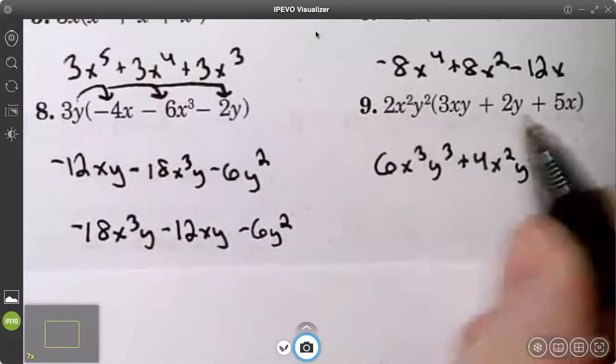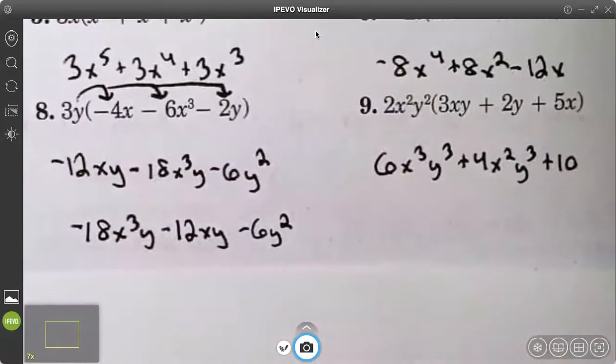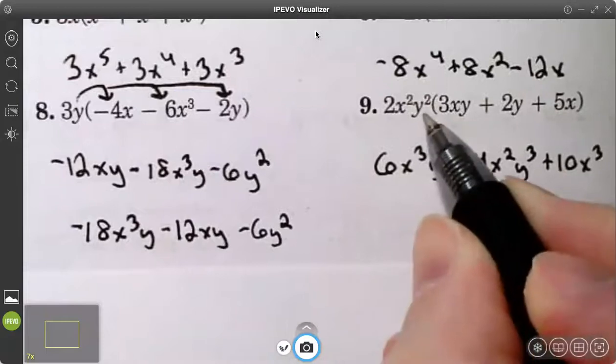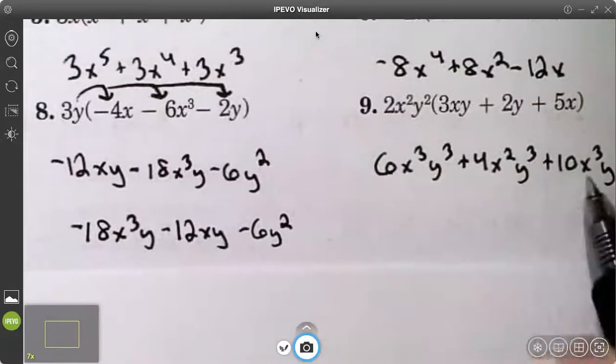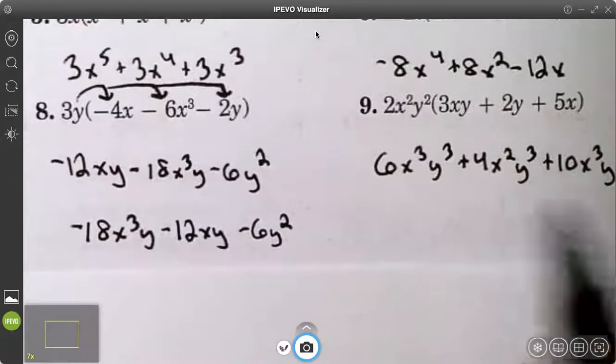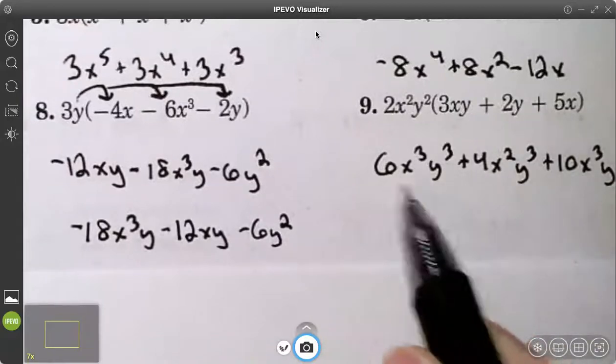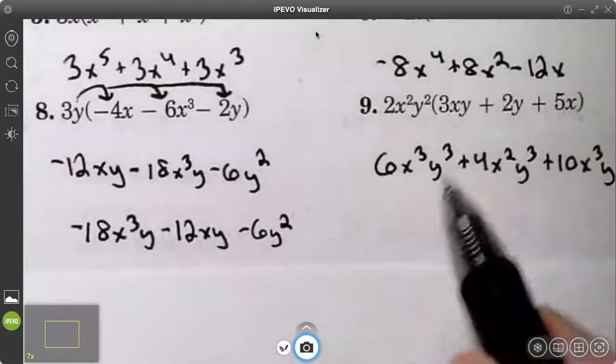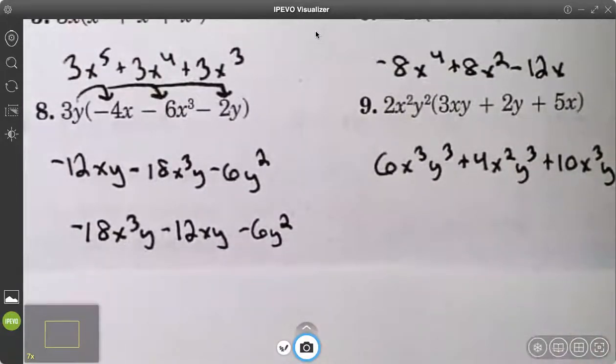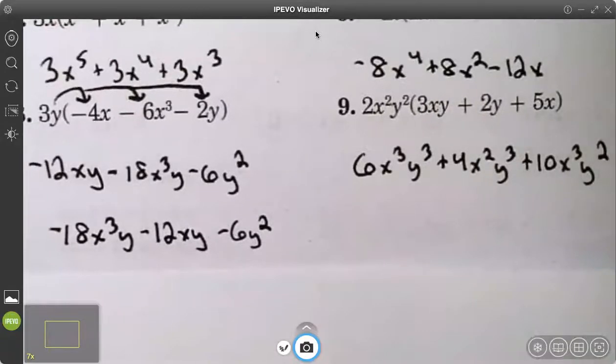Now to the third term. 2 times 5 is 10. X to the second times x to the first is x to the third. The y squared, nothing to multiply it by. Have a degree of 6, 5, and 5. Those two, it really doesn't matter which one goes first, as long as this one goes first overall, because it has the highest degree of 6. So we're just going to leave it just like it is. We have a trinomial with a degree of 6, leading coefficient of 6. Thank you.